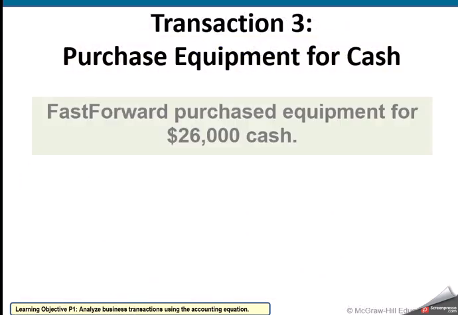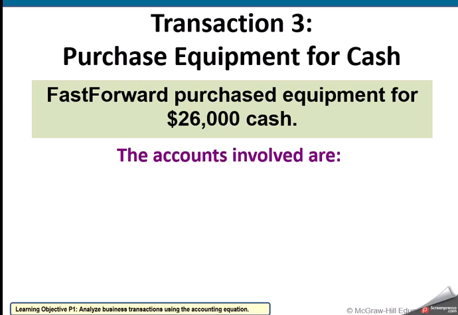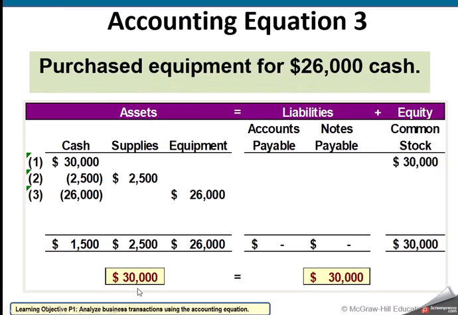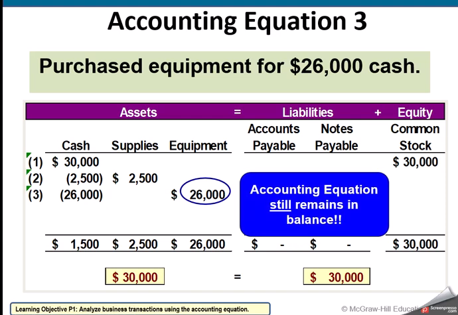Okay, then we purchase equipment for cash. So again, it's the same thing. Cash goes down and equipment goes up. They are both assets. So when we go over to our equation, we'll see again, they're both on this side of the equation. Nothing is happening over here on our liabilities and our owner's equity. So our equation still is in balance.